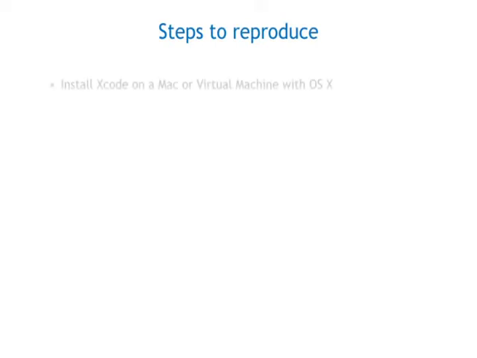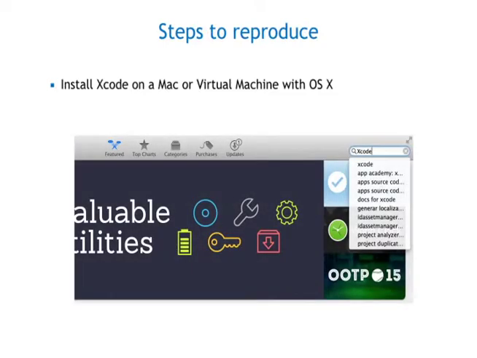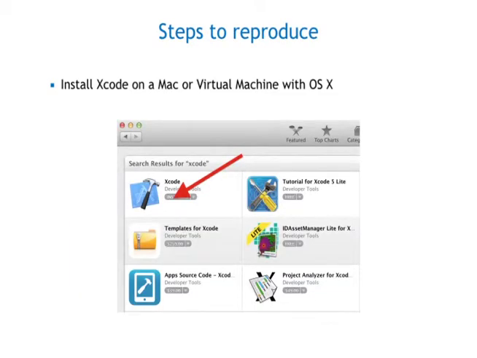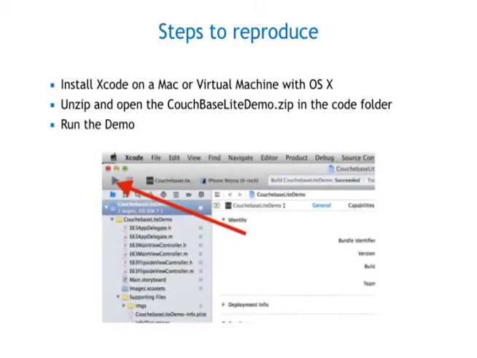Steps to reproduce. To install Xcode, the iOS and Mac Integrated Development Environment, or IDE, you need to open the App Store app on your Mac or virtual machine with OS X installed. Then search for Xcode and double-click to install it. Now we need to unzip and open the Couchbase Lite demo.zip that is in the code folder. Double-click on the Xcode project file and run the demo by clicking on the play button of Xcode.